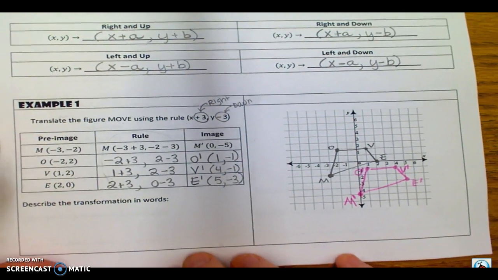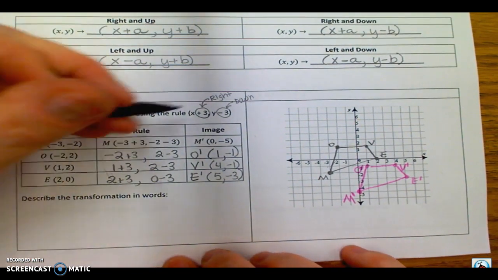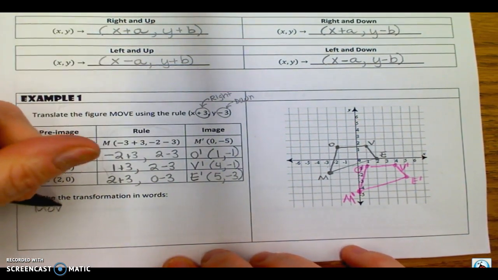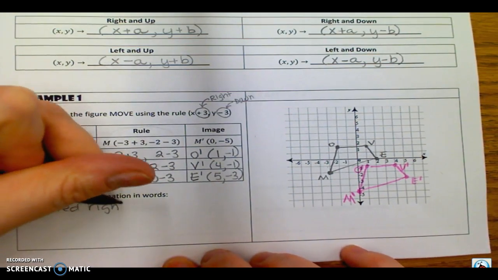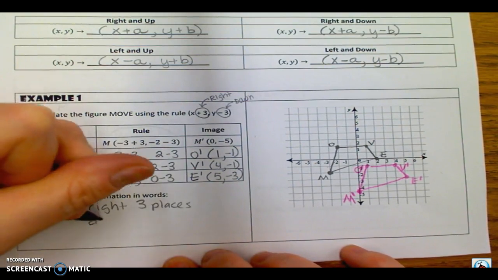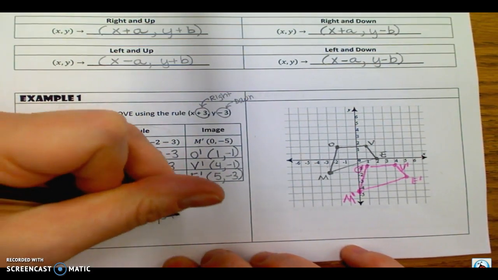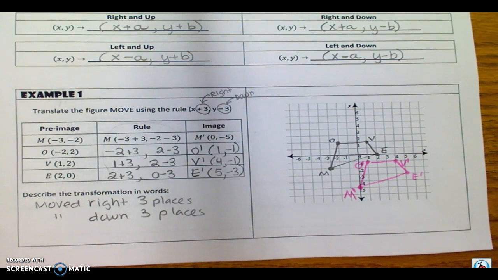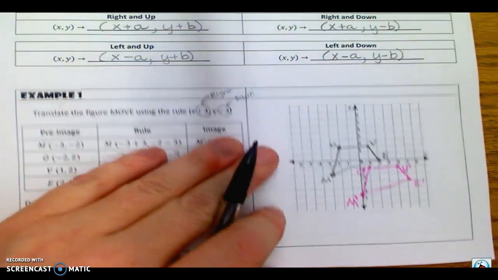All right, so if I had to describe this transformation in words, what happened? I moved right 3 places, and then I moved down 3 places. That's all I'm asking about for describing in words. I went to the right and down 3 places in both directions.